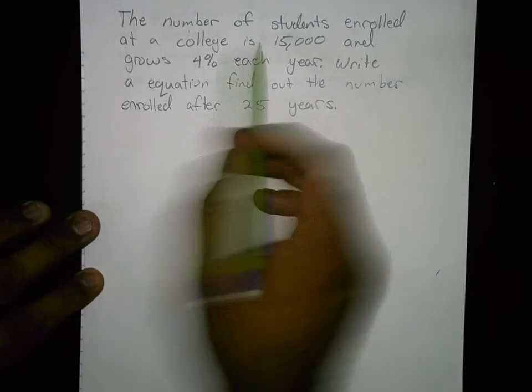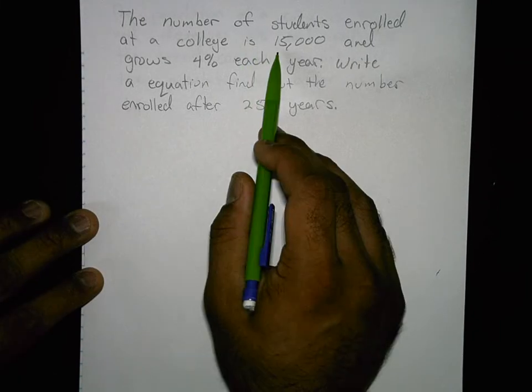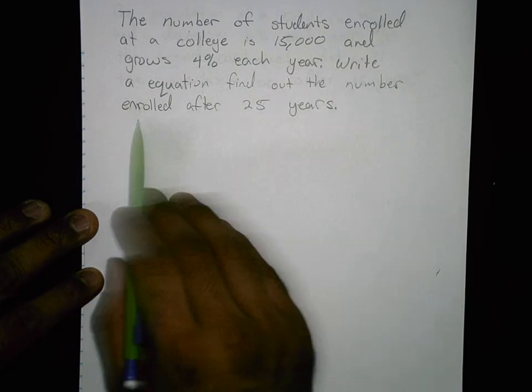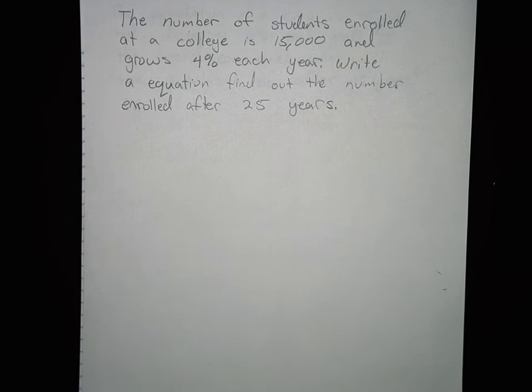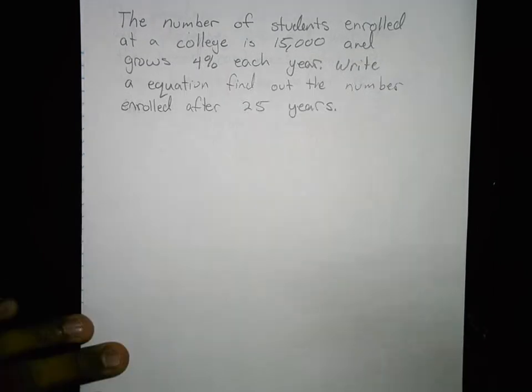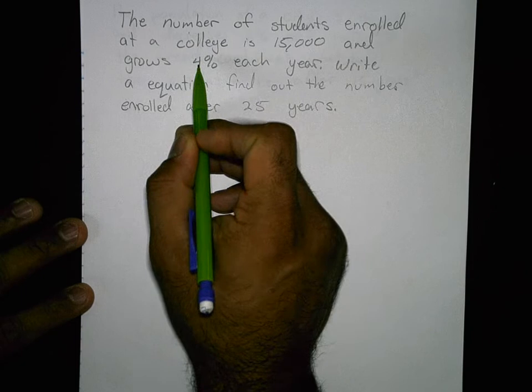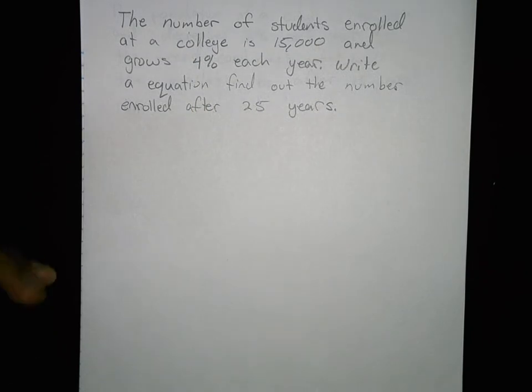All right, the number of students enrolled at a college is 15,000 and grows at 4% each year. Write an equation to find out the number enrolled after 25 years. So we've got multiple parts. First I want to realize that there's a percent, so it's not linear. It's going to grow exponentially.